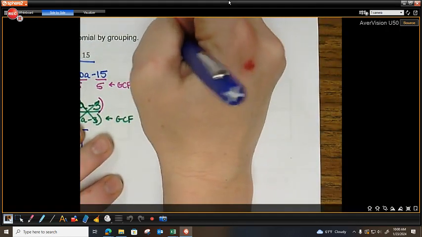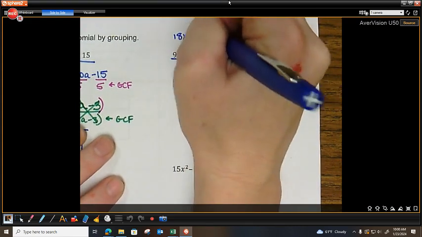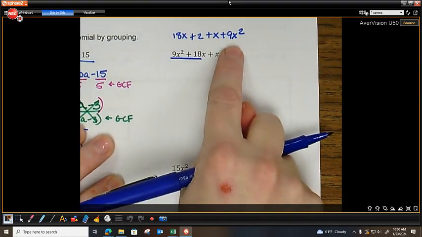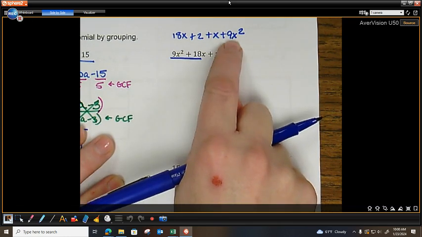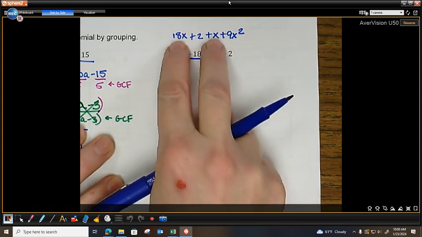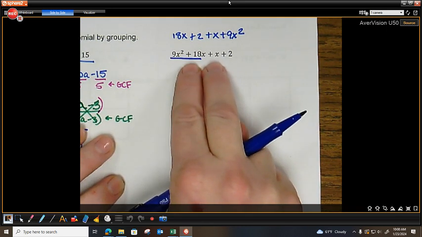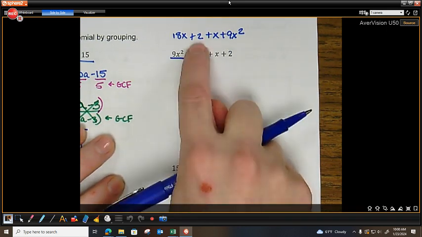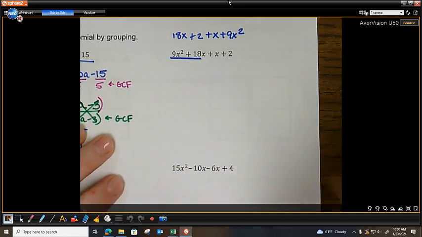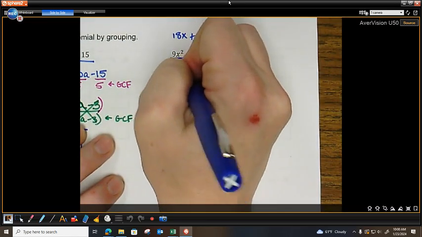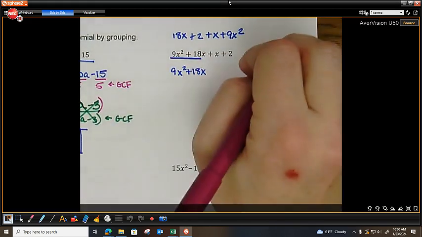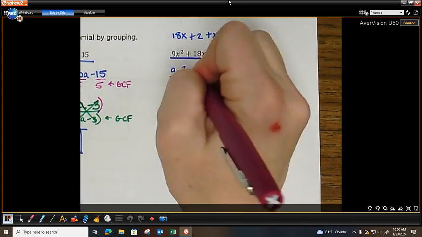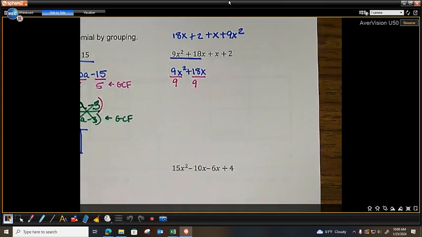So let's say I wrote 18x plus 2 plus x plus 9x squared. This doesn't mean it can't be factored. I would just rewrite this. Okay, what's my biggest exponent? 9x squared. It's going to go first. Then these two middle terms, the middle terms don't matter if they're both an x, okay? And then the constant would go at the end. Okay, so 9x squared plus 18x. What number are 9 and 18 both divisible by? 9. Do they both have an x?